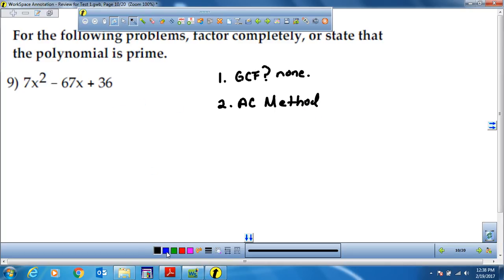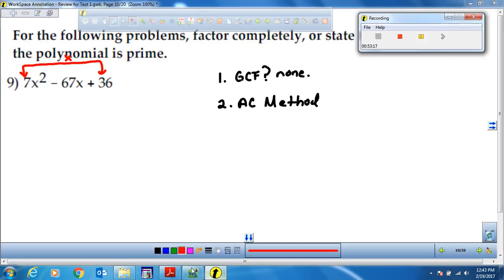So to factor the trinomial, again we are going to multiply A times C. Right here, A is 7, the number in front of the x squared, and C, which is the constant, is 36. So that gives us 252.